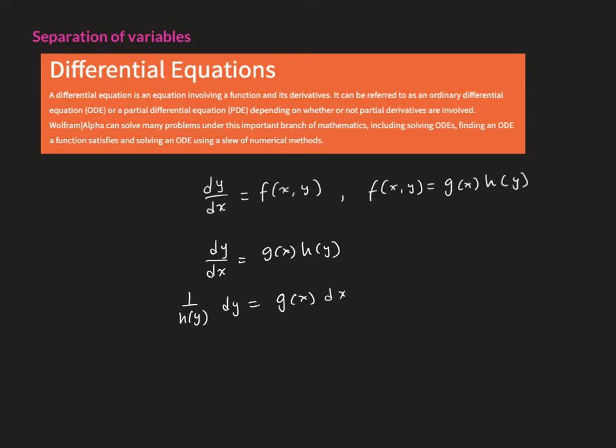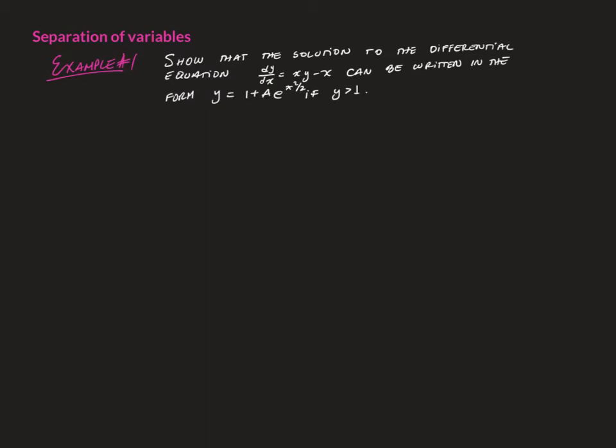When you reach this step in the process, you are going to just integrate. So you're going to integrate 1 over h of y dy equals the integral of g of x dx. Now the idea is that these differential equations are going to be simple enough that by finding this integral, you will be able to solve later on this equation for y and find an expression for the function y in terms of x. Let's see this process and work with our first example.